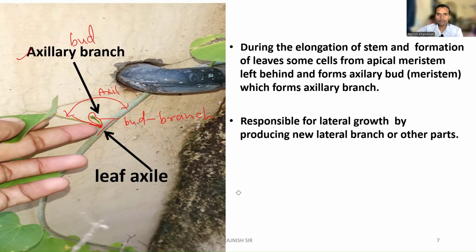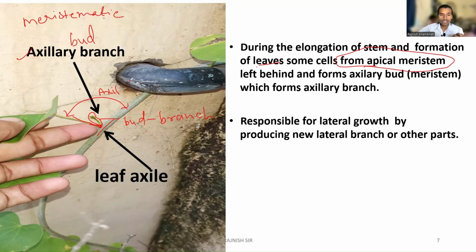You can see here, during the elongation of a stem and formation of leaves, some of the cells of the apical meristem will be left behind. How is the axillary bud growing? Always, the growing of anything in a plant is the responsibility of meristematic tissue. Okay, how can a plant grow? Simple one word answer: meristematic tissue.